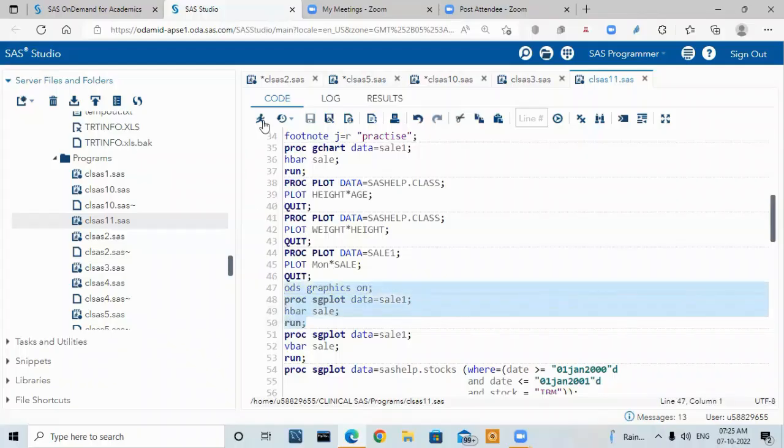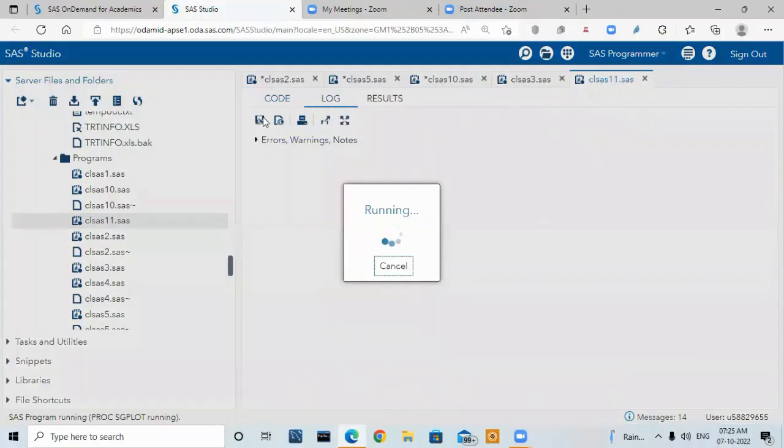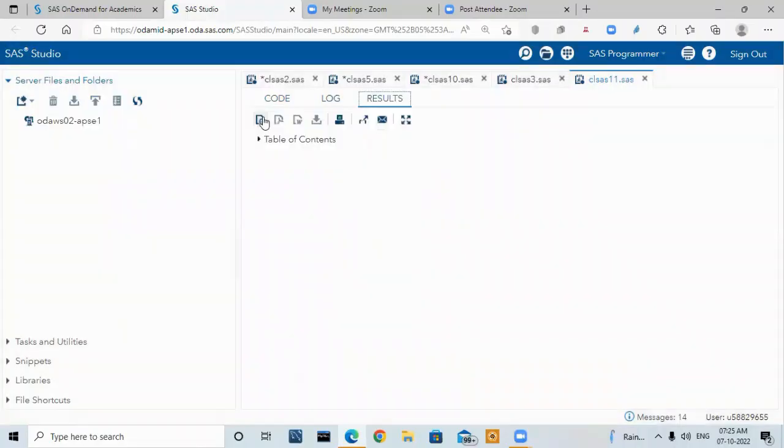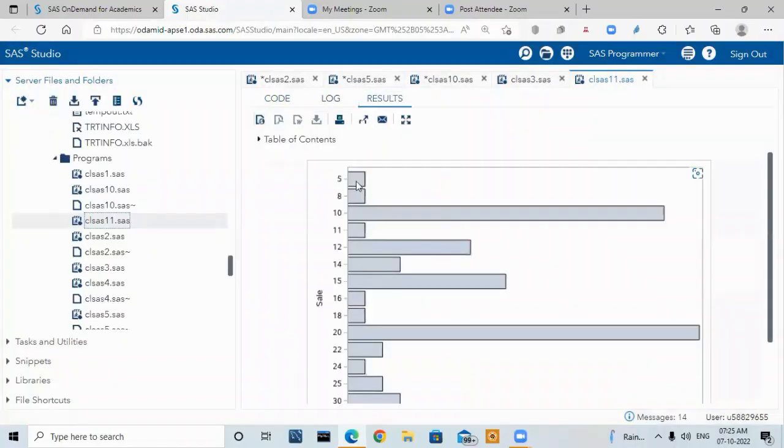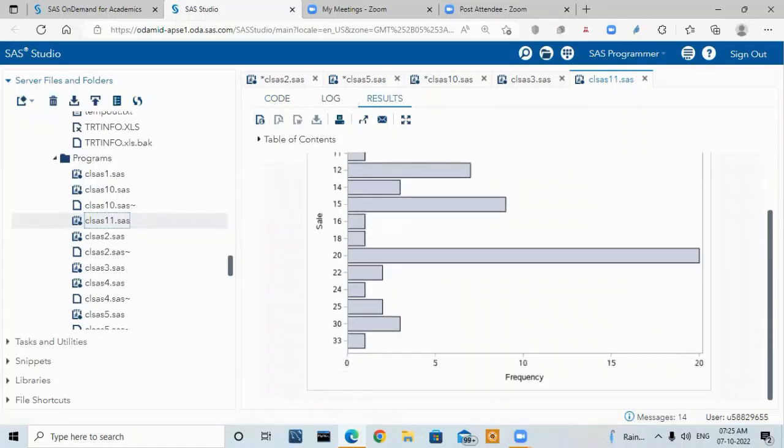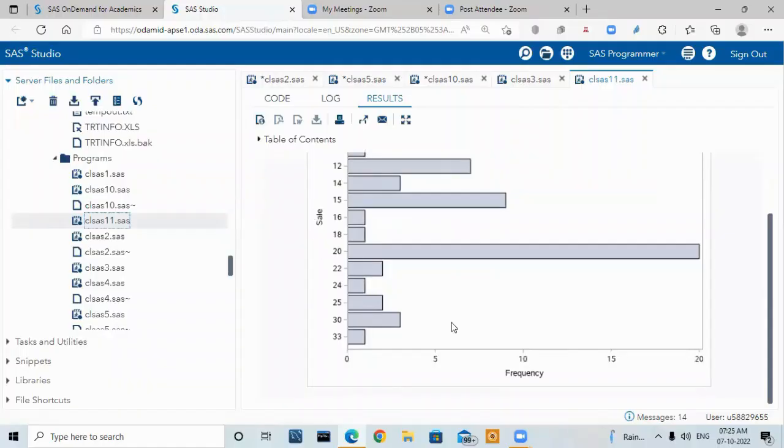Let us see here how it looks. Horizontal bar. You can see the colorful graphs. This is how the colorful graphs are drawn here, right? Horizontal bar, right? So sale is on the y-axis, frequency on the x-axis.